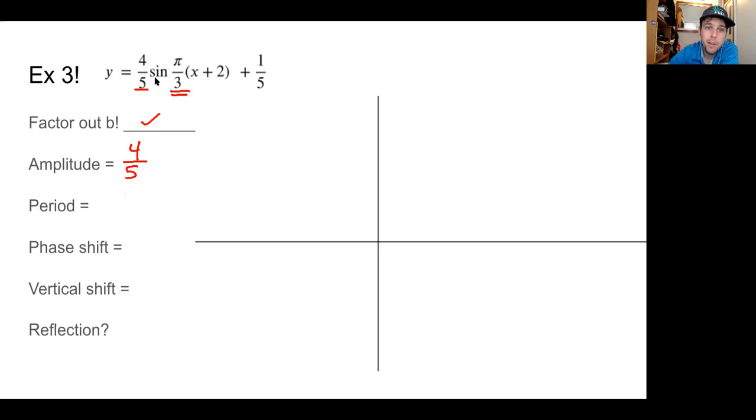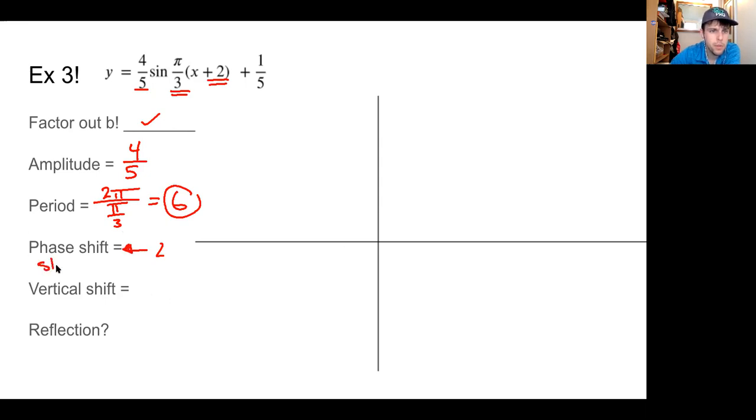Our period is going to use this B value to calculate that. So we do 2 pi divided by B. And when we simplify that, we actually get 6. So this is actually a nice whole number period, which should make the scaling along the x-axis a little bit easier. Then we have our phase shift.